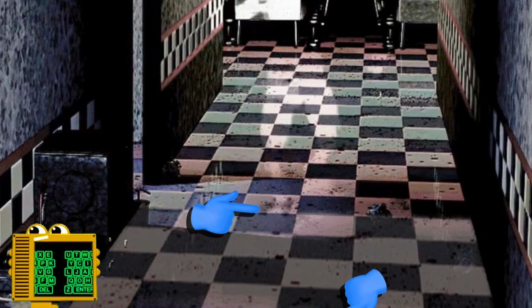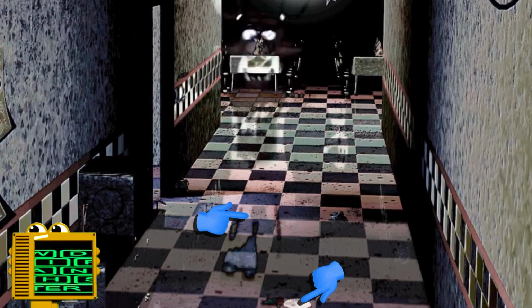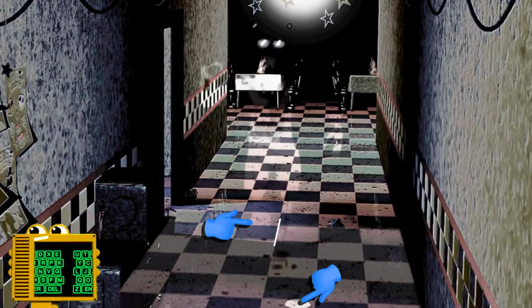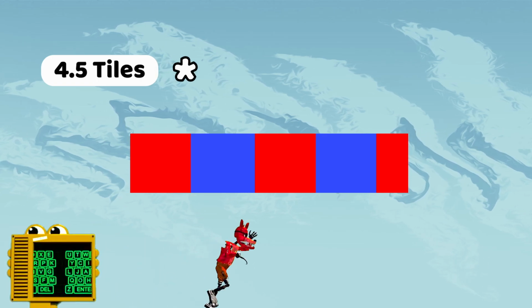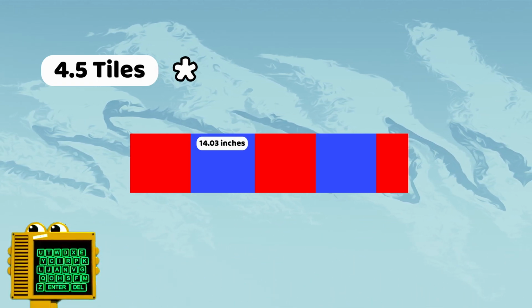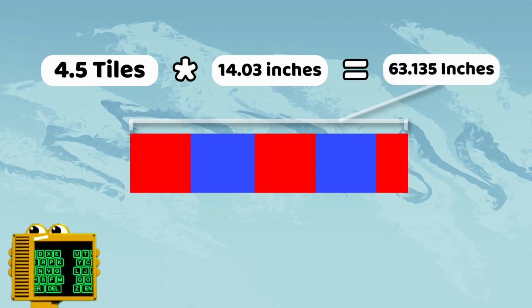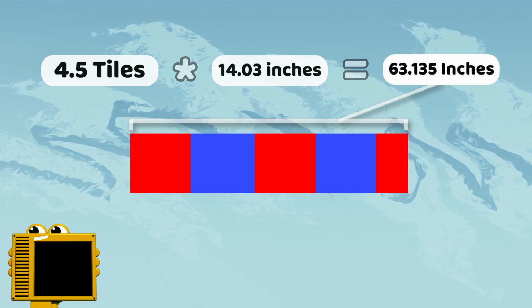We can see Foxy's leg is straight right here when his foot is on the ground fully, and here when his other foot hits the ground, which is a distance of around 4.5 tiles. Now to get the full distance in inches, we multiply that by the length of one tile, so 4.5 times 14.03, which gives us 63.135 inches.